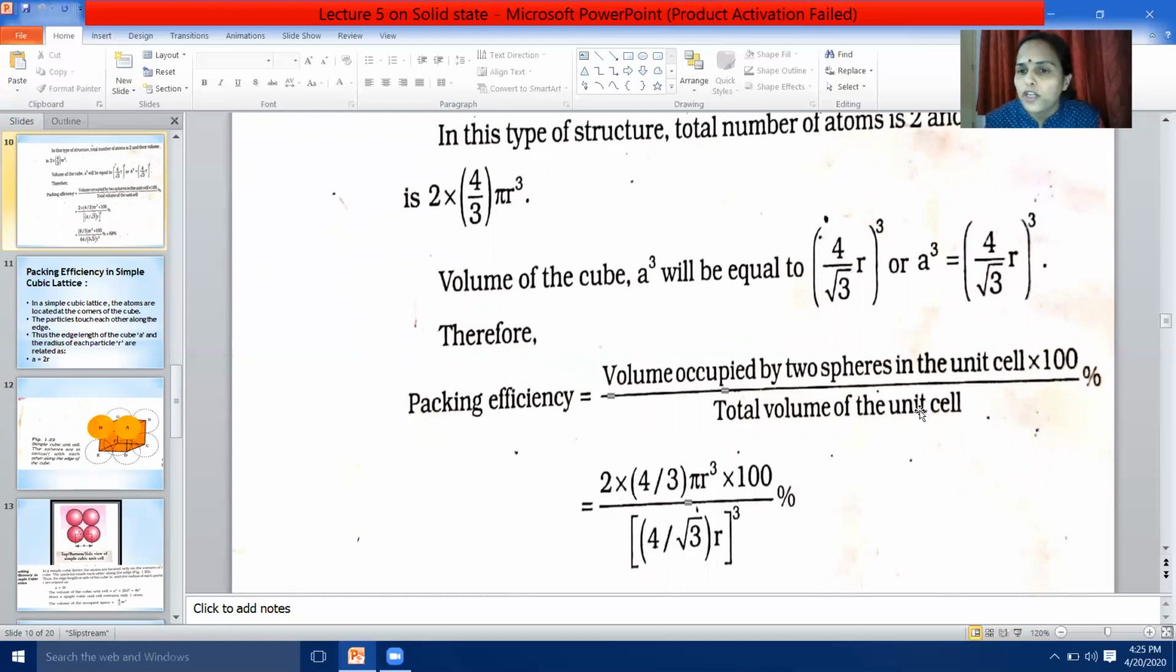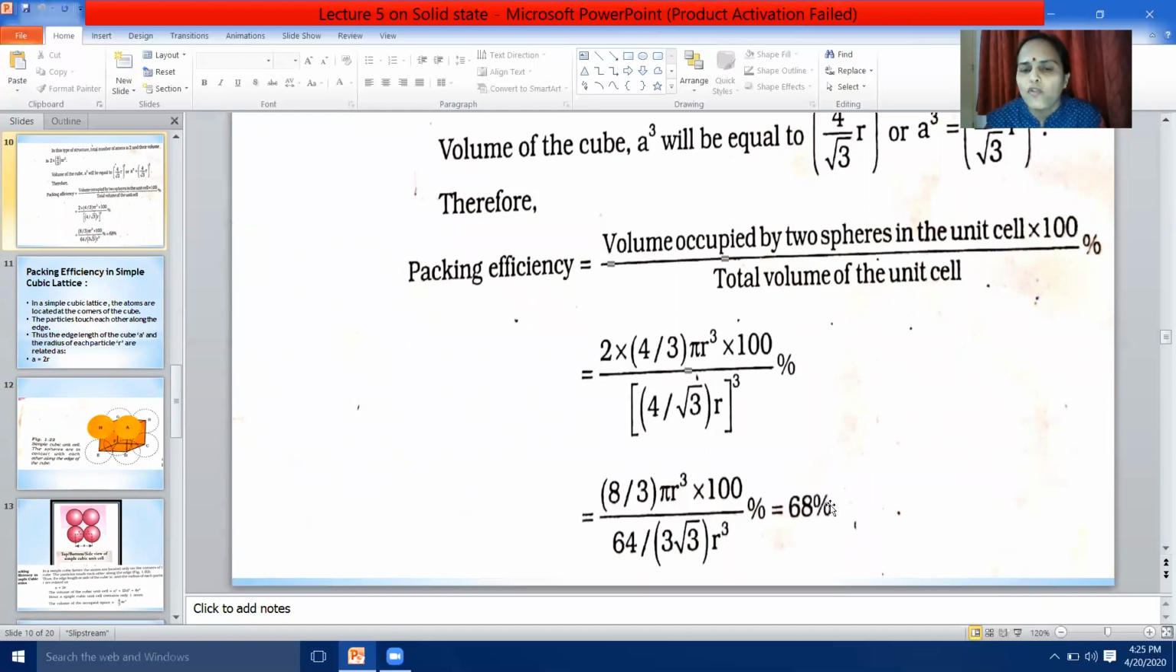So volume occupied by 2 spheres in the unit cell, its value is 2 into 4 by 3 pi r cube. 2 into 4 by 3 pi r cube into 100, and total volume of the unit cell here is 4 upon root 3 r whole cube. When I solve this, I get the answer here as 68%.